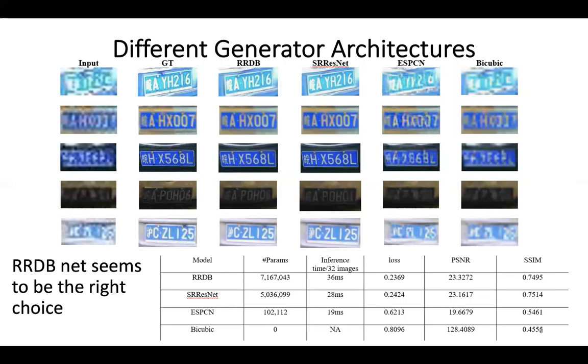As you can see, this problem is not trivial, and it takes advanced architecture to create realistic reconstructions. The main contenders here are the SRResNet and RRDBNet. They are on par with each other in terms of peak signal to noise ratio or structural similarity index. However, I'd say that RRDBNet creates more accurate reconstruction. For example, if you take a look at this character, RRDB successfully recovered it. However, SRResNet didn't. So RRDB seemed to be the right choice.